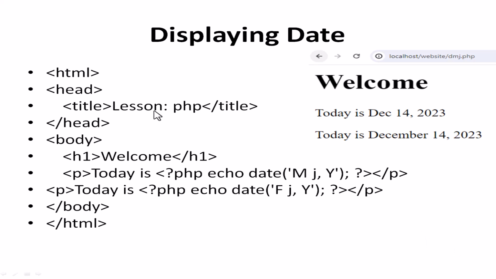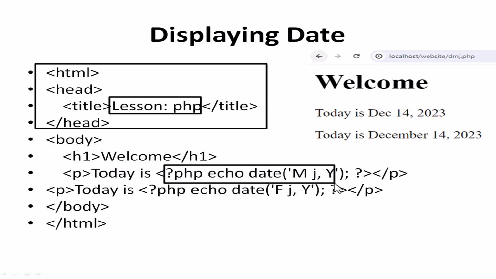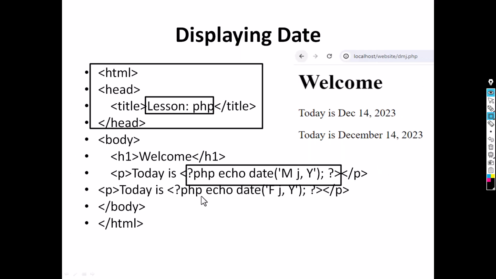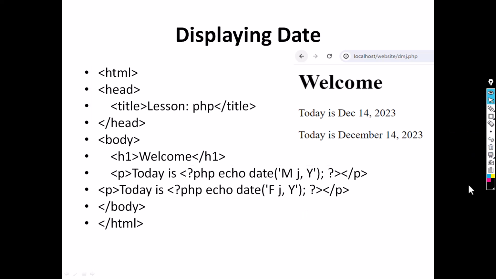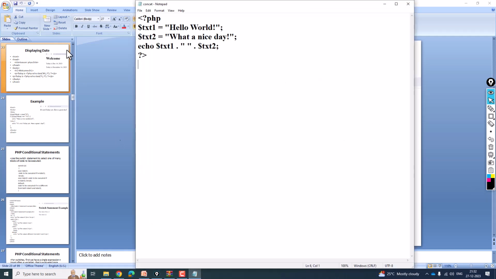For example, consider displaying the date. Here we write the normal HTML tags. In the head we have given the title lesson PHP. Within the body tag we write the PHP code. Within the paragraph tag we have written PHP echo date with the format m y j, which is going to specify the date and year. Again, PHP echo date with the format F j Y. These are the different formats which are going to show the result. Now let us see the result of this program.